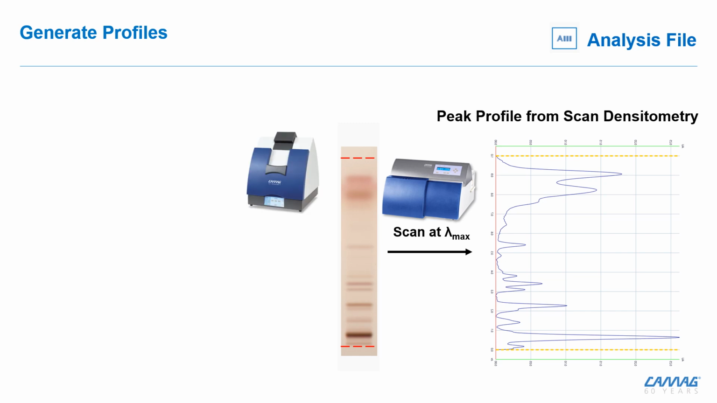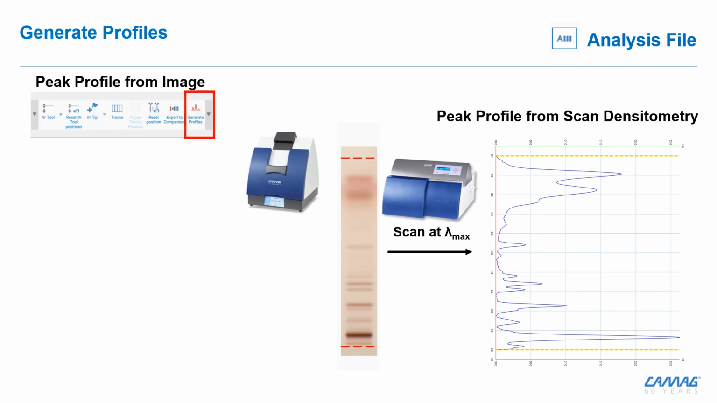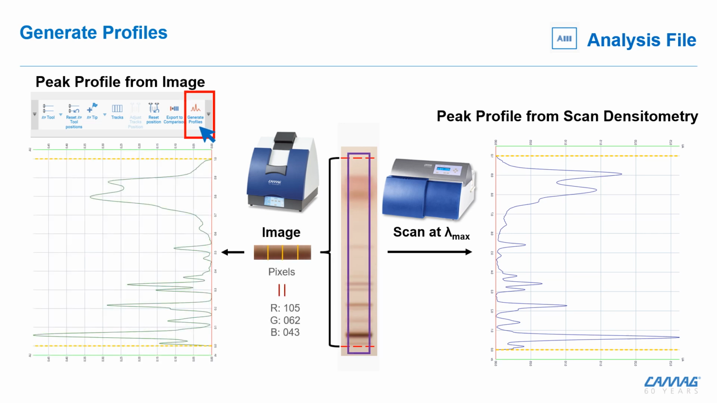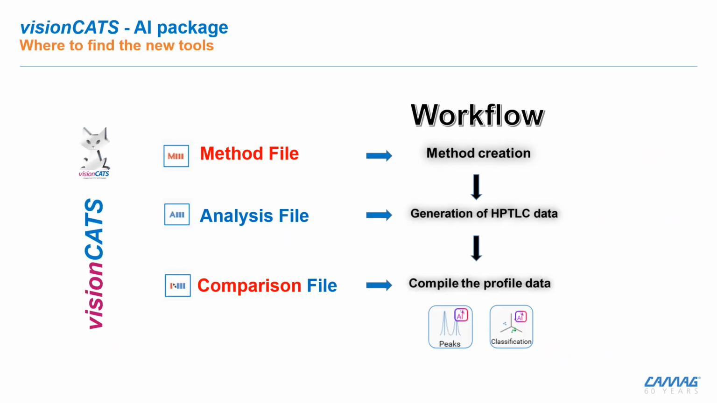or generated from images by converting the RGB values into luminance-based curves. The generate profile in visionCATS can be used to execute this step. This flexibility allows the users to use existing image data without requiring additional analysis. After generating the profiles, we have to export them to the comparison file.